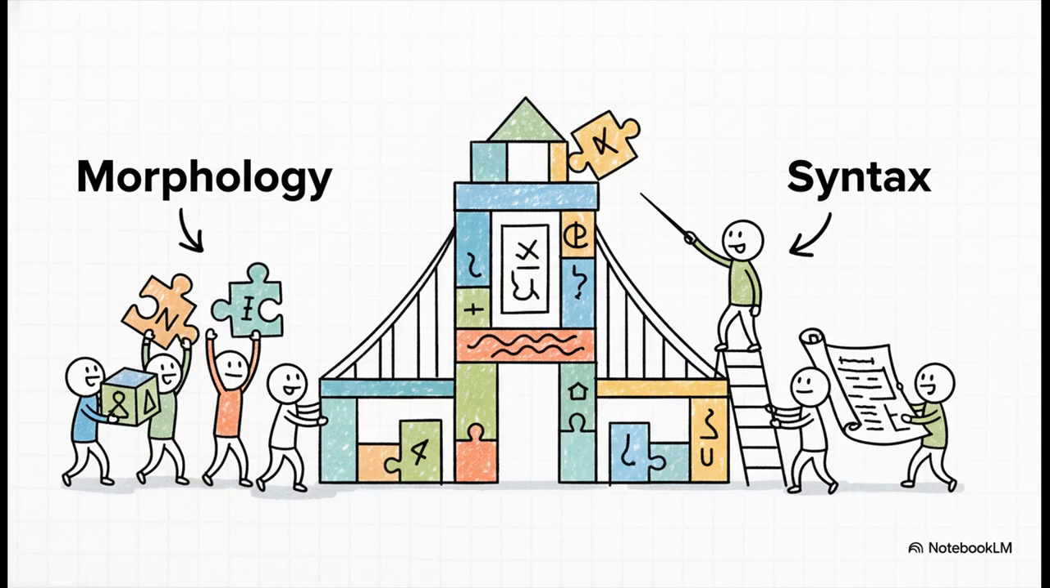So, what's the big takeaway here? It's like grammar is all about teamwork. It's not just one system. You need the building blocks, the morphemes, and you need the blueprint, the syntax. They have to work together perfectly to create meaning.